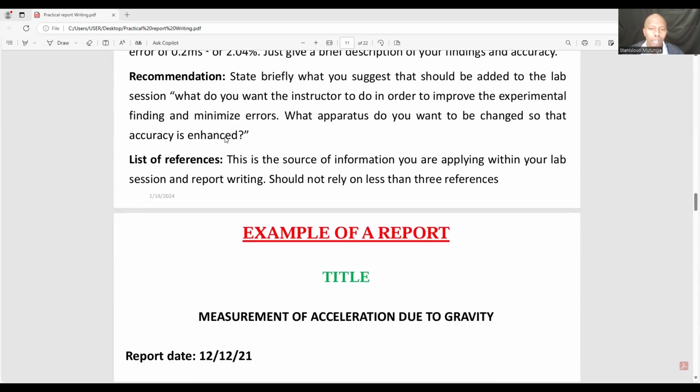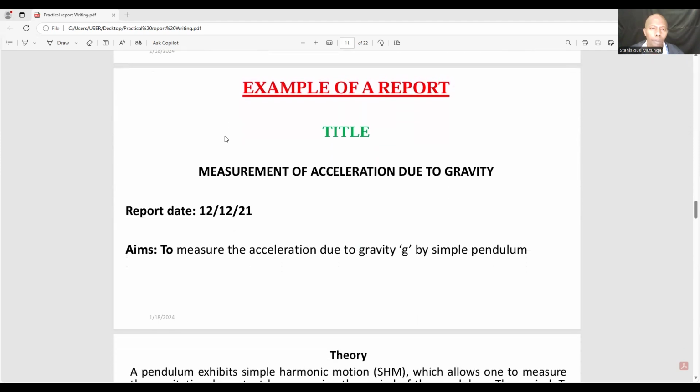Now let's check this example of a report here. This is a report I did by myself, with the title Measurement of Acceleration Due to Gravity. Remember, before the title there is another date high above it, which indicates the day and time I did that experiment. Then immediately after the title, there's another date. This is the date on which I wrote this report.